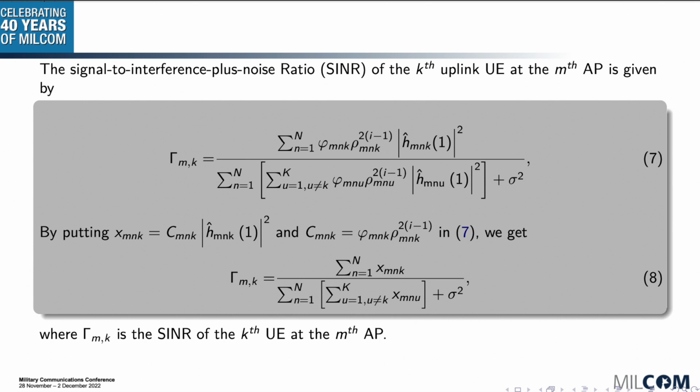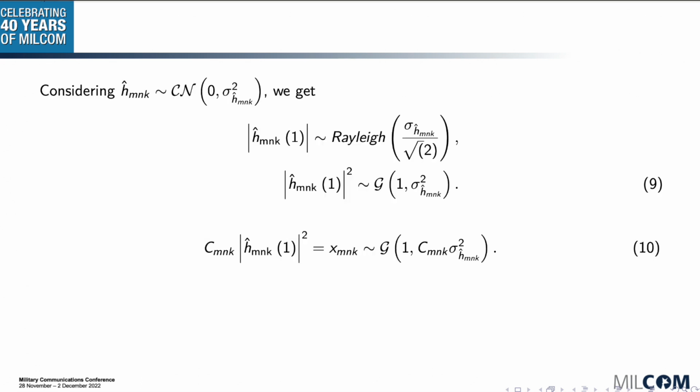That means all the interference terms, that is x_mnu, plus sigma square as a noise. We knew that the estimated h_mnk is Rayleigh distributed, which is given as sigma h_mnk divided by under root 2, where h_mnk square can be denoted by Rayleigh square, which is gamma distributed, with mean value 1 and variance sigma square.